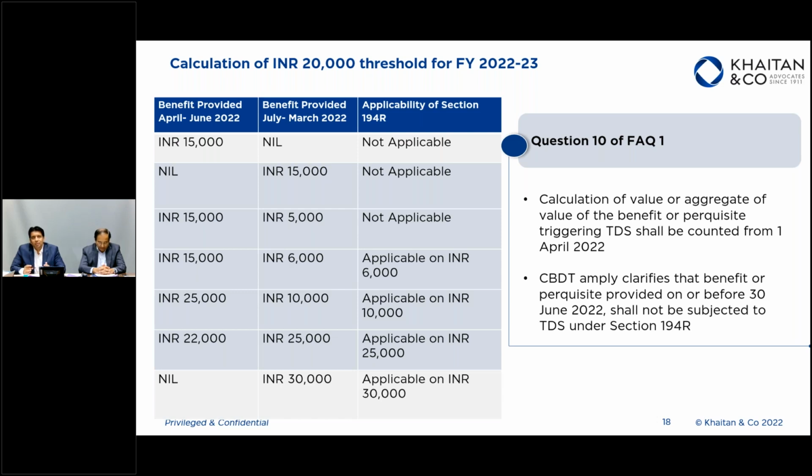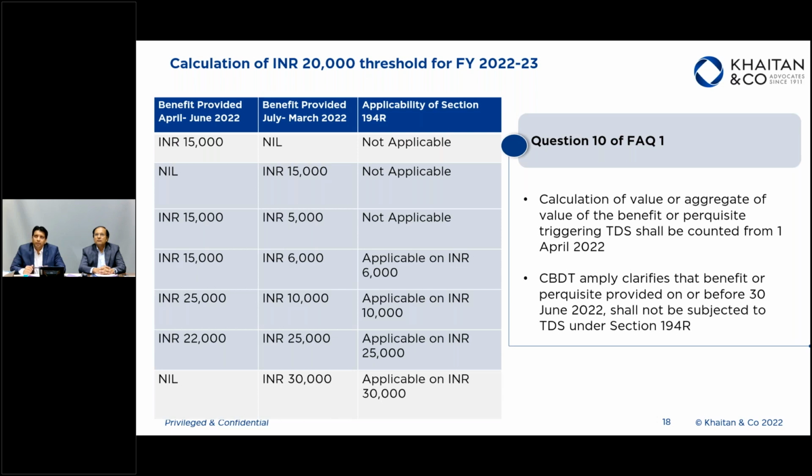The next two examples are again similar. The next example is where you've paid 25,000 in the past, and 10,000 in the later period, so you have to deduct on 10,000. And the last example would be where you've paid nothing and only paid 30,000 in the later part of the year. Then the entire amount is applicable to tax.